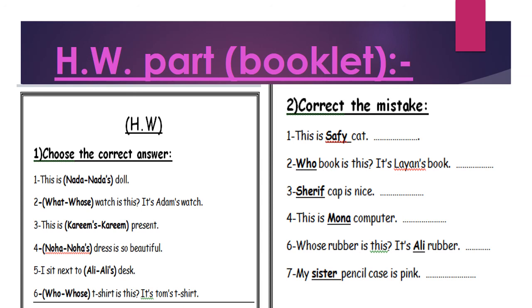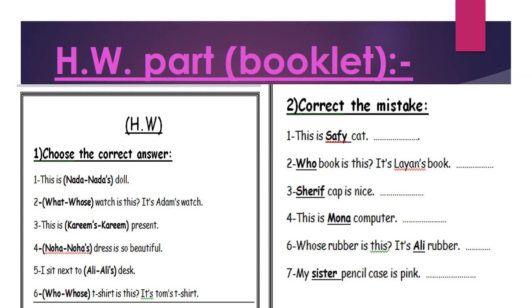Number 1, choose the correct answer. 1, this is Nada or Nada's doll. Number 2, what or whose watch is this? It's Adam's watch. Number 3, this is Karim's or Karim present. Number 4, Noha's dress is so beautiful. Number 5, I sat next to Ali or Ali's desk. Number 6, whose t-shirt is this? It's Tom's t-shirt.